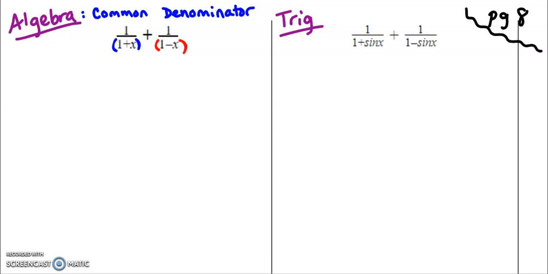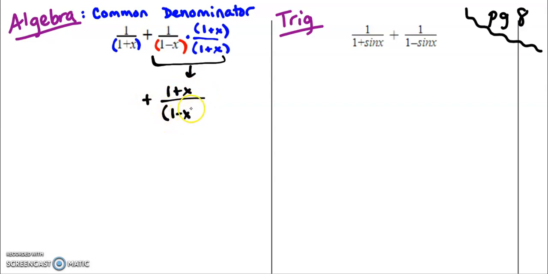They are together. So here's the deal. The left-hand fraction has 1 plus x in the denominator. So we need the right-hand fraction to have that factor also. So we're going to multiply by 1. But 1 is going to look like 1 plus x over 1 plus x. So that is our 1 right there. So when we multiply, it gives us 1 plus x over 1 minus x times 1 plus x. It gives us those two factors.